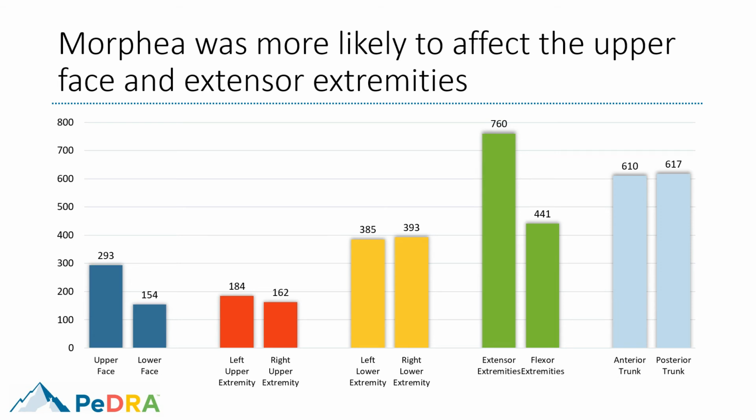Your extensor surfaces are the backs of the arms and the fronts of the legs, whereas the flexor surfaces are the inside of the arms and the backside of your legs. We did not find much of a difference between the left and right upper and lower extremities, and no difference between having lesions on the front of your trunk versus the back of your trunk.